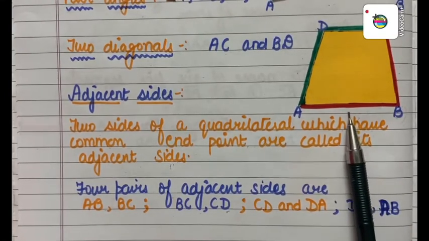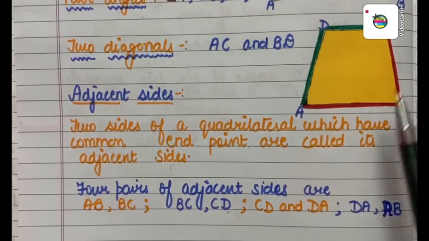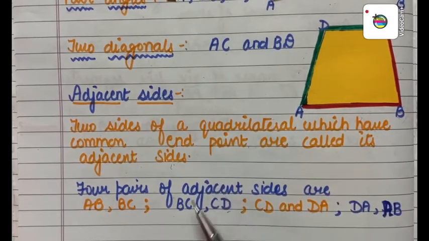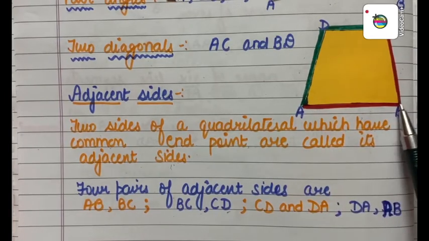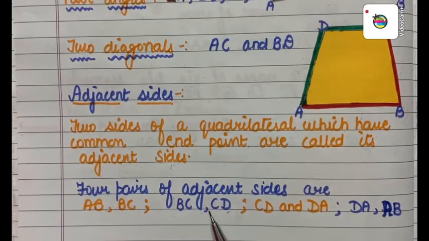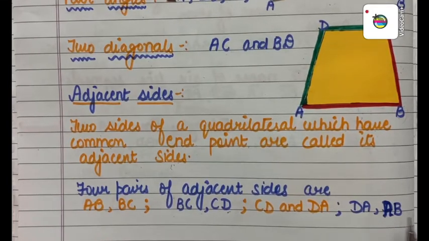So children, I have used 2 different colors here to specify the 2 pairs of adjacent sides, that is AB and BC and CD and DA. In the same way, you can also use different colors for the other 2 pairs.